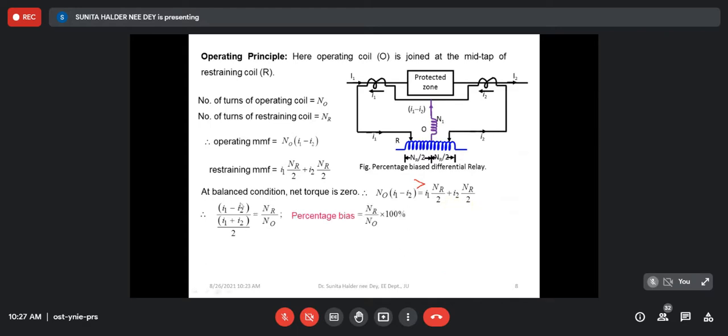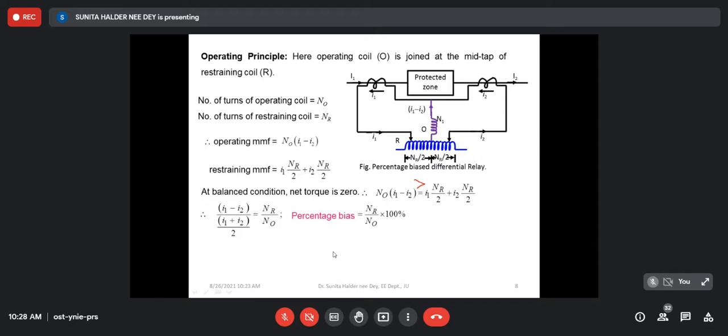This (I1 minus I2) by ((I1 plus I2) by 2) is called the percentage bias. It is NR by NO into 100%. So simply by modifying NR, we can change the percentage bias. So we can change at what difference the relay will operate. It may be 20%, it may be 5%, it may be 30%. So it may be set. Generally, since there is a huge difference in current between transformer primary and secondary, we set the relay biasing to 30%, 25%, so high. But when we use this for generator winding protection, we use it within 5%.